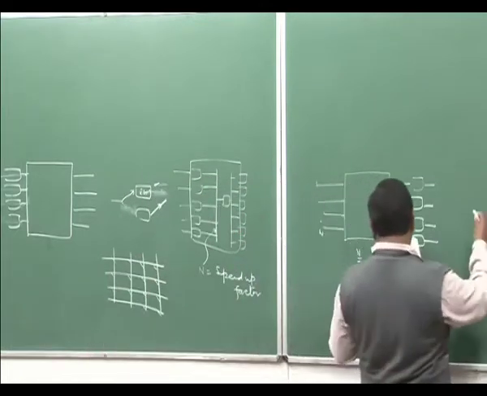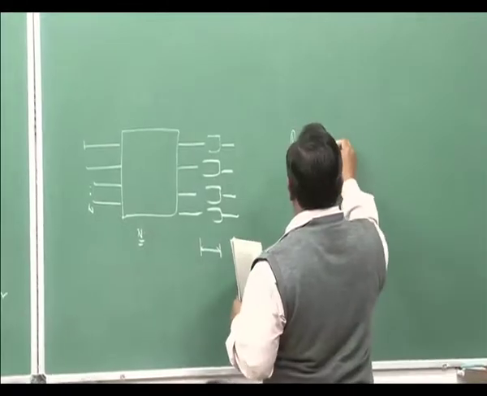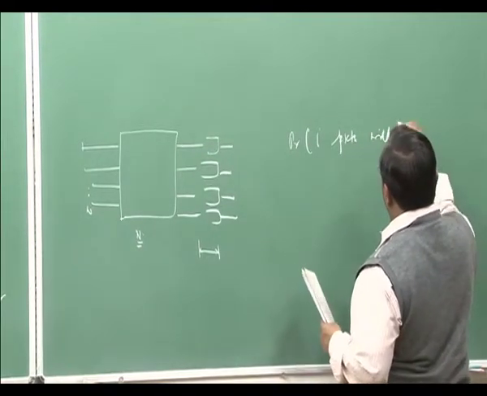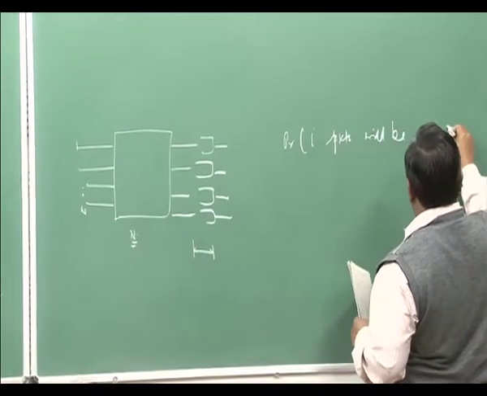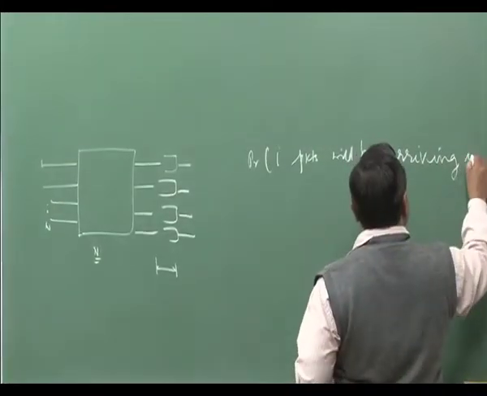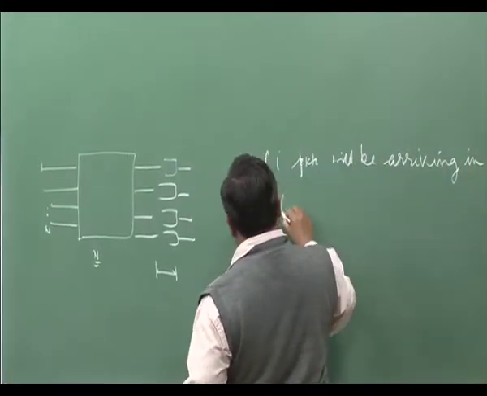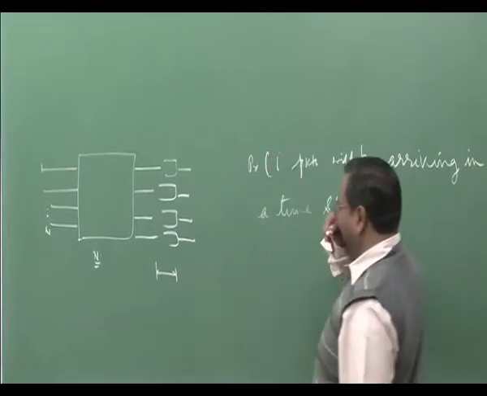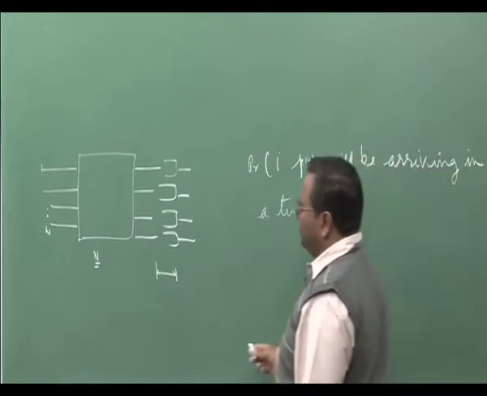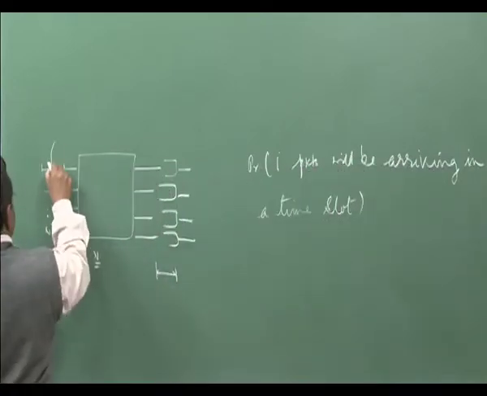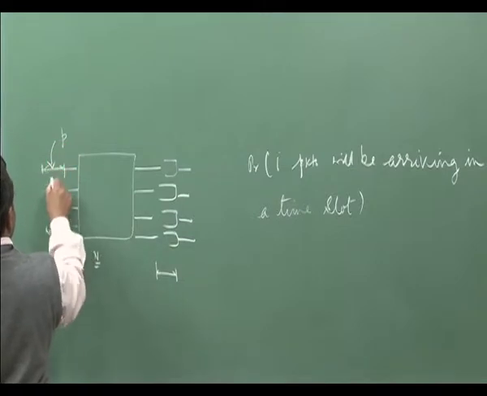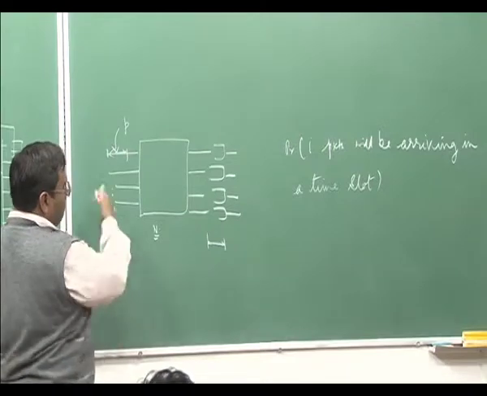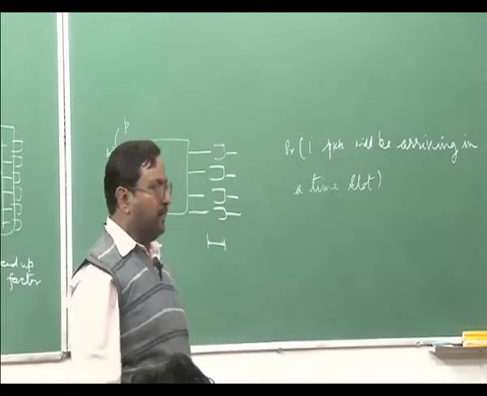So, if you want to estimate a probability that i packets will be arriving in a time slot, this probability will be what? p is the probability that a packet will be there in a slot. So, on an average n into p, these many packets are coming per slot into the switch.